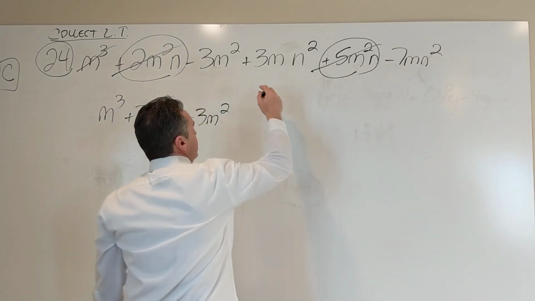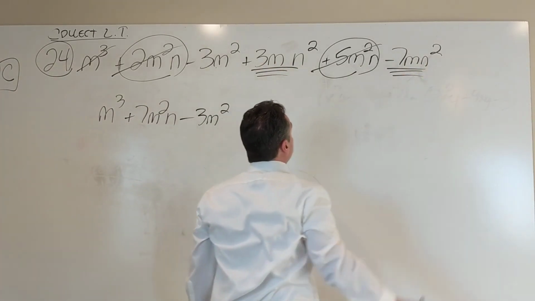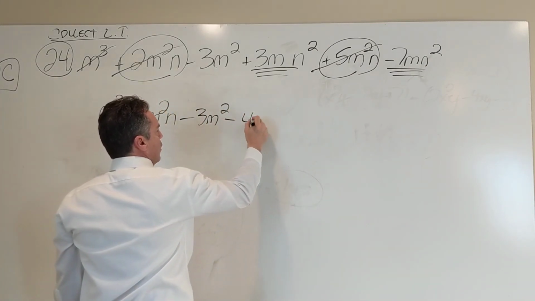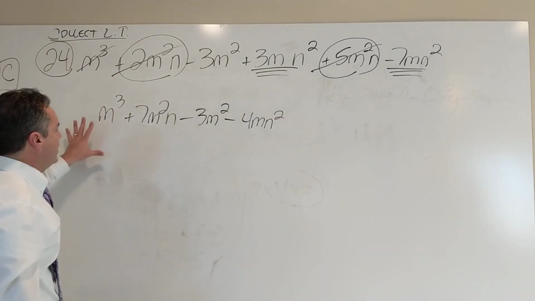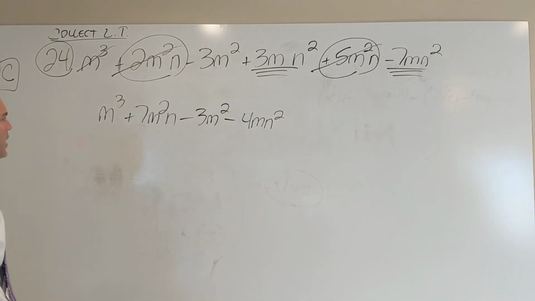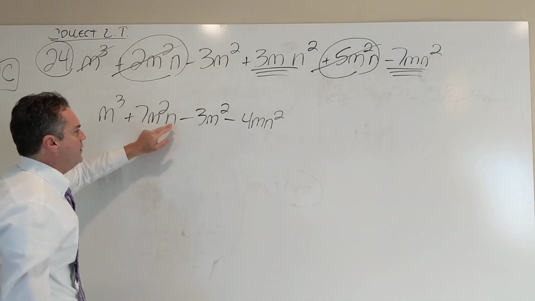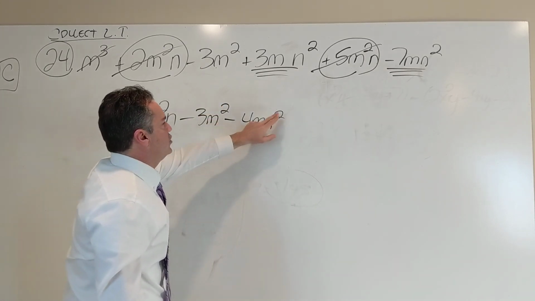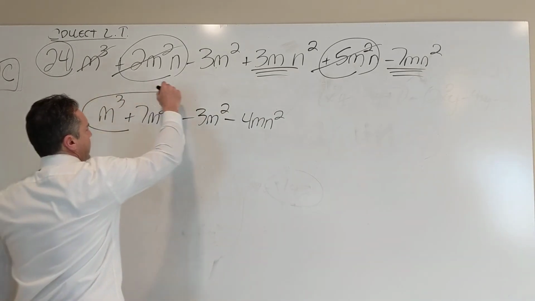And then I have 3mn squared minus 7mn squared. And 3 minus 7 makes negative 4mn squared. Okay? And we can look at this again. If we're like, hey, did I do all this right? I have m to the third, I have no other m to the thirds. I have an m squared n, I have an m squared, but no n, and I have an mn squared, there's no squared there. So these are all different terms. This is our final answer, okay?